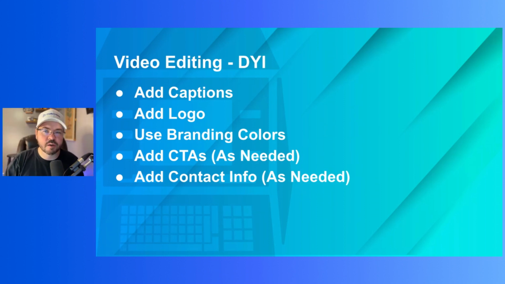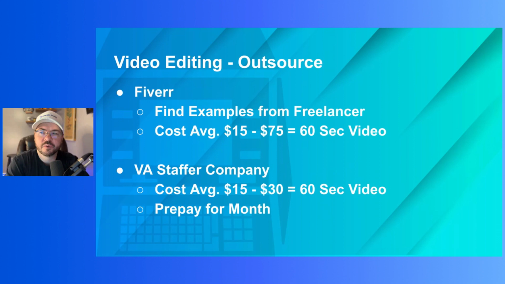So if you do it yourself, great. I'm not going to go into training on how to do that. If you know how to video edit, you can video edit on your own. And then if you're going to outsource it, go to Fiverr. Find examples from Freelancer. Cost can be anywhere from $55 to $75 for a 60-second video. And honestly, they don't need videos over 60 seconds. VA Stafford companies are anywhere between 15 and 30 bucks per video. They're a little bit more expensive. They do good work. Either way, you're going to win there.